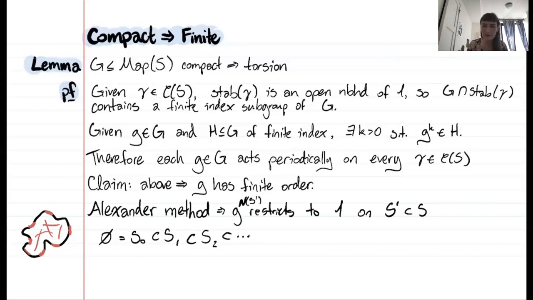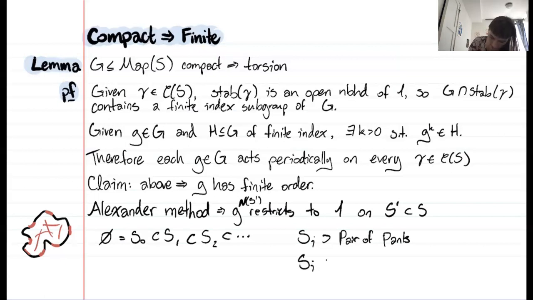So to show that G itself has finite order, we just need to show that this order isn't blowing up as we move along this exhaustion. And then the idea here is really the same as the proof of the proposition. So suppose S sub i contains a pair of pants. Then what we know is that any finite order element of the mapping class group of S_i that fixes the cuffs and the waist of that pair of pants is the identity in the mapping class group of S_i.